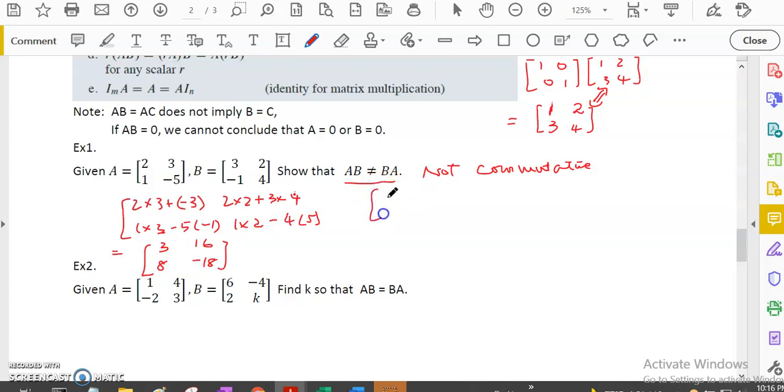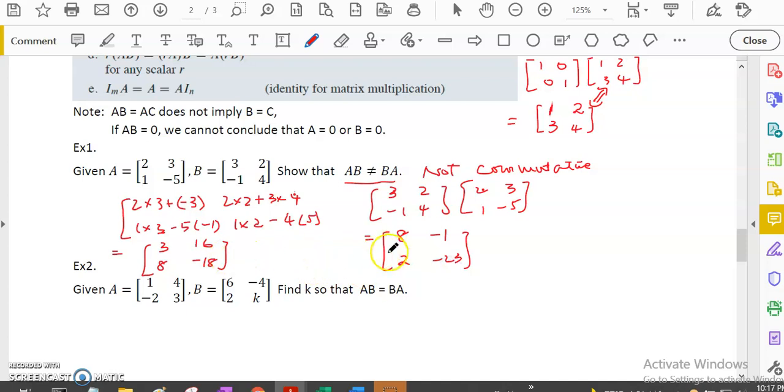Let's do B times A. So 3, 2, -1, 4 times 2, 3, 1, -5. Multiply them. 3 times 2 is 6, 6 plus 2 is 8. Row, column. 3 times 3 is 9, 9 minus 10 is -1. Row times column: -2 plus 4 is 2. Row, column: -3 minus 20, -23.